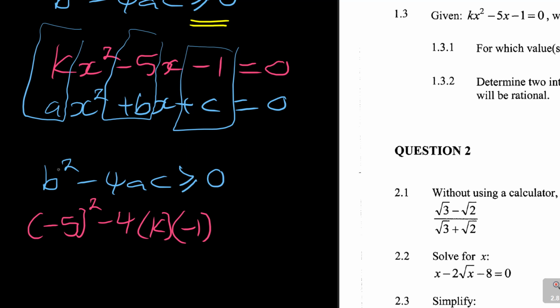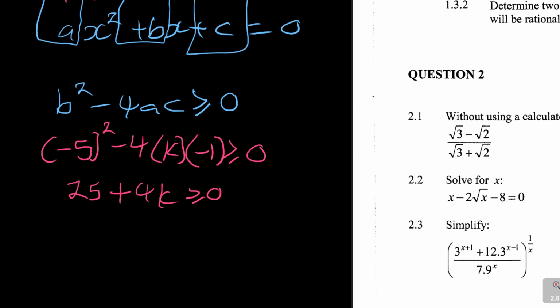So minus 5 squared minus 4a, my k, and then c is minus 1, is greater than or equal to 0. So you simplify this now. This is negative 5 squared. This one will give us 25 here. 25. Then plus, see that? Plus negative 4 times negative 1 is plus 4k. Is greater than or equal to 0. Then you take this to the other side. You have got 4k is greater than or equal to negative what? Negative 25.